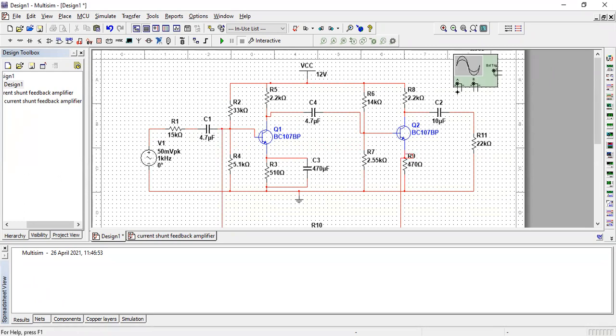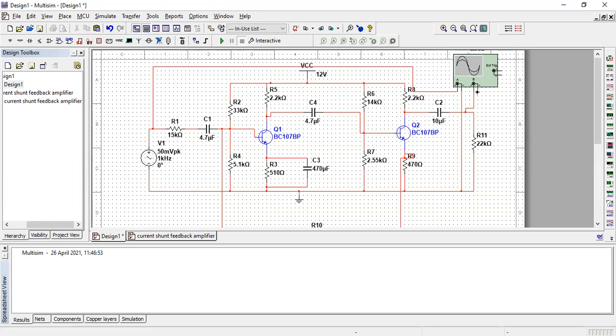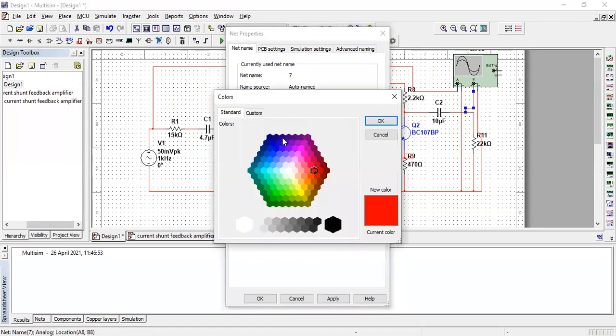So channel 1, I'll see the input. Channel 1 positive is connected here, and the other one, negative, is grounded. Channel 2, I'll see the output. I'll connect the other end to ground. I'll give the output values, and I'll name it as V out. I'll show the V out and name the color. I'll give blue color output.